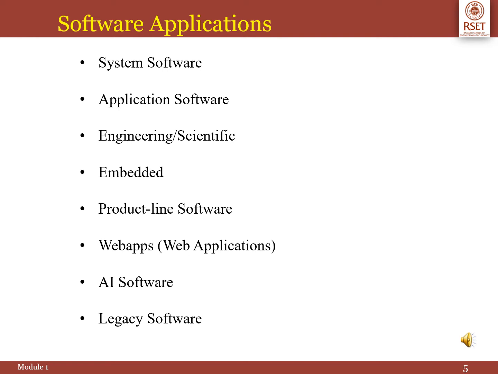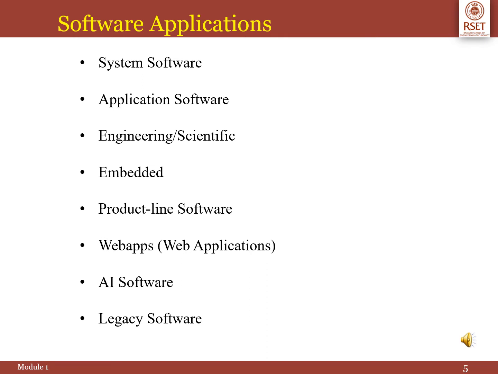Third one is the engineering or scientific software. It's a broad array of number crunching programs that ranges from astronomy to the very complex engineering solutions. Fourth one is the embedded software. It resides within a product or system and is used to implement and control features for the end users and for the system itself. Fifth one is the product line software. They're designed to provide a specific capability for use by many different customers. For example, the inventory control products.